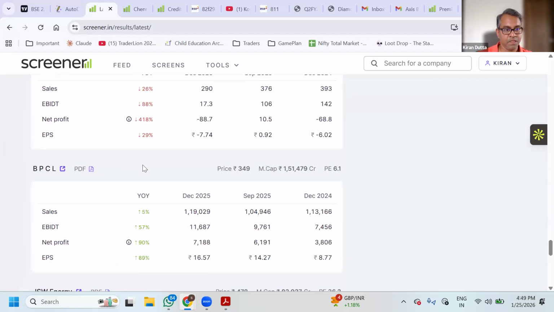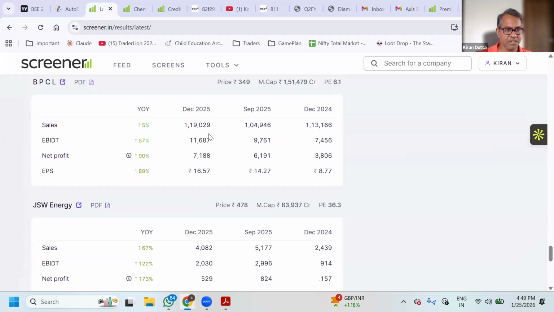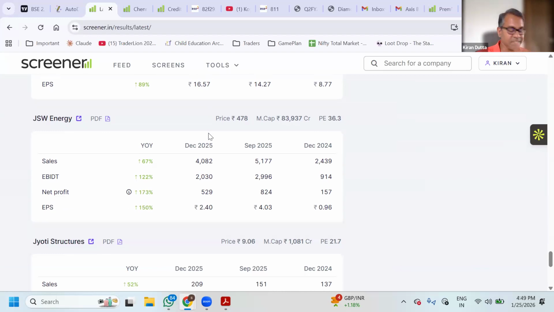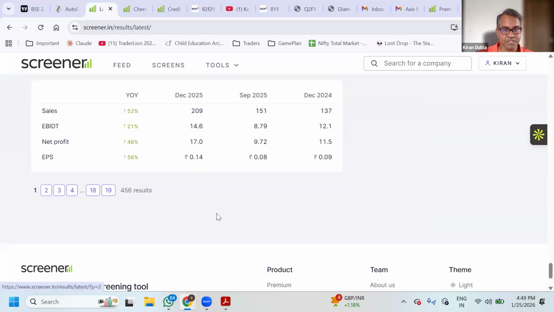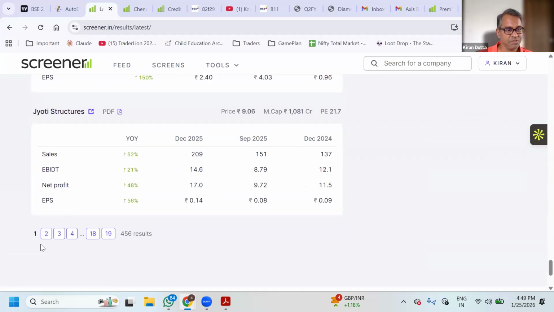Then BPCL is also decent, but I will put that in second category, right? Create like 2-3 buckets there. JSW Energy, right? Solid set of results, right? Jyoti Structures market cap 1000. I'm not that interested. Like leave it there.